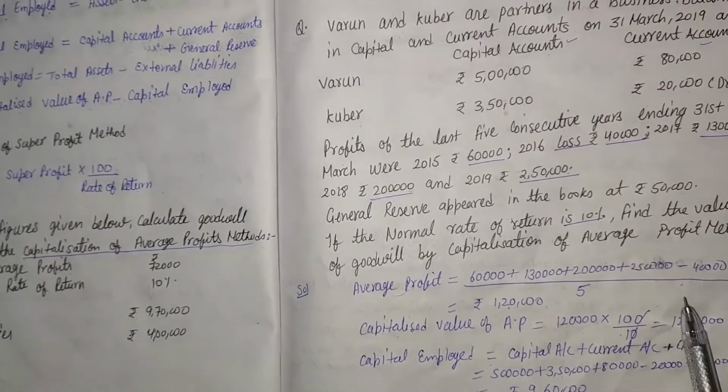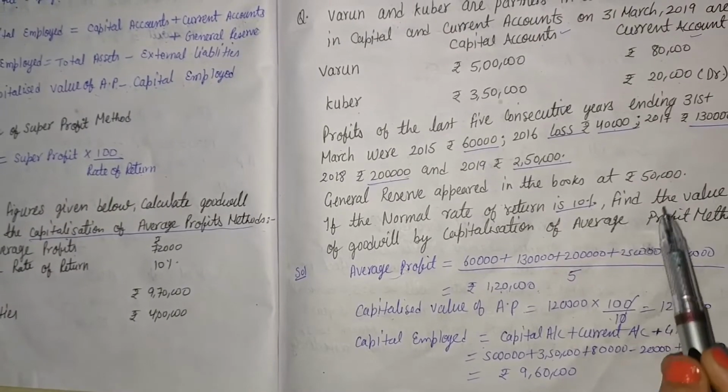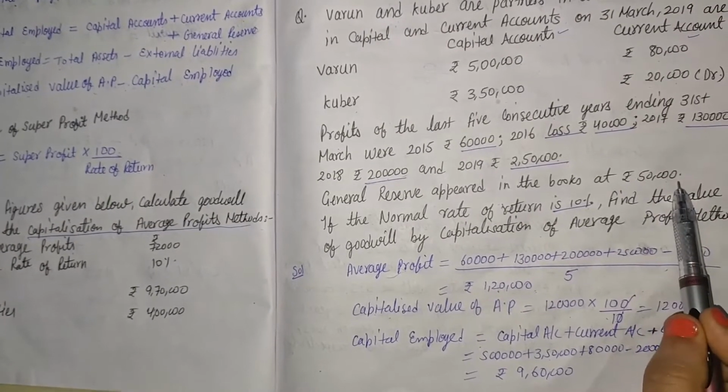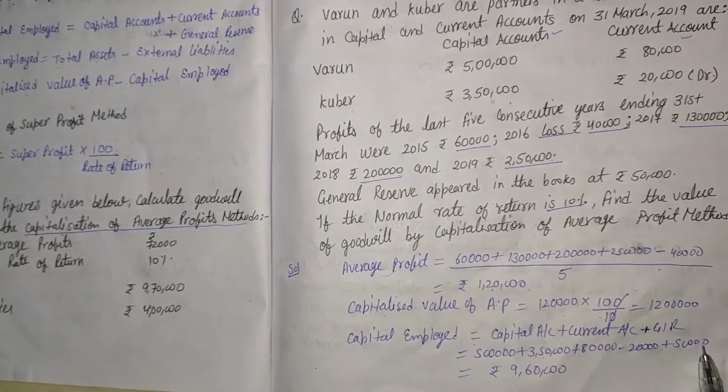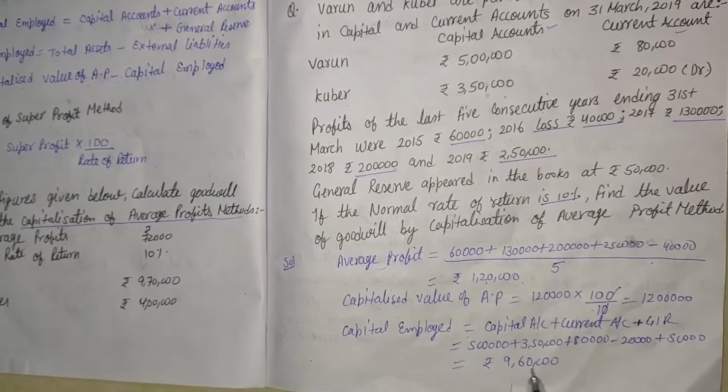Now according to formula, capital account plus current account plus general reserve, and general reserve is also given in the question, that is rupees 50,000. So we add 50,000 rupees. After solving this we are getting 9,60,000 rupees.